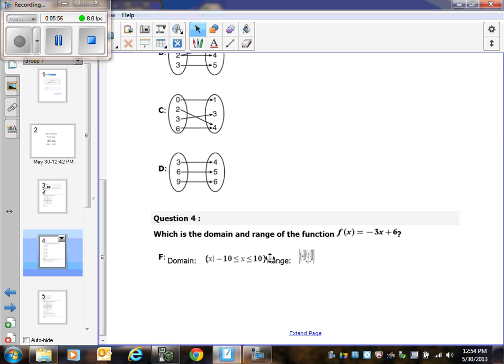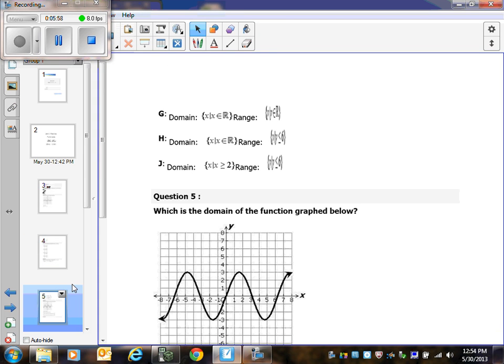So it looks like my domain and range should just be all real numbers. So my answer for this one will be choice G, which basically is saying my domain is all real numbers, elements of all real numbers, and my range is also all real numbers.